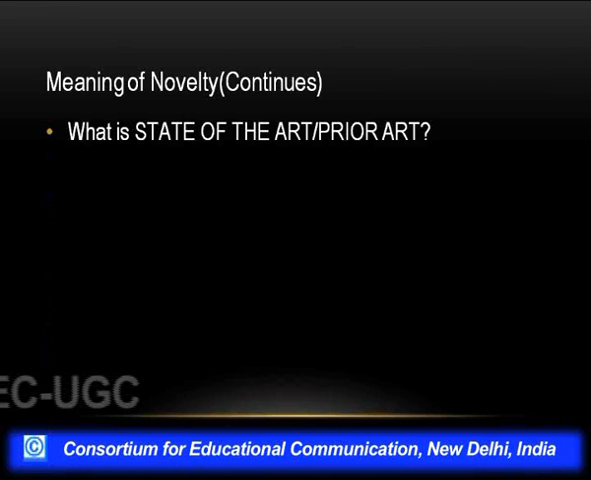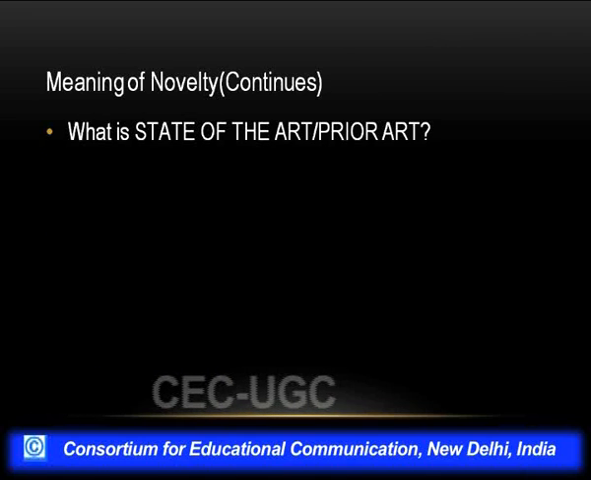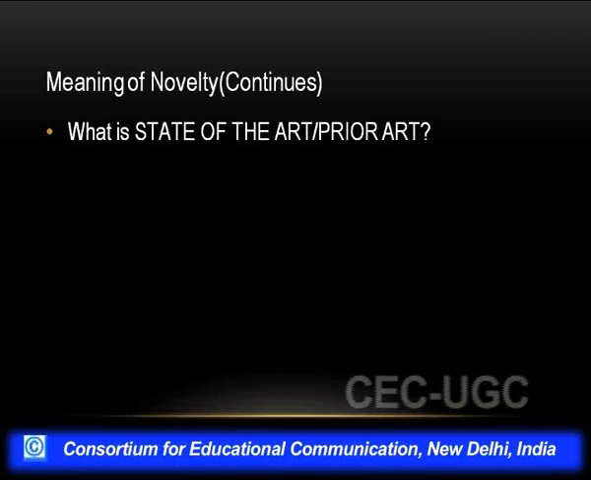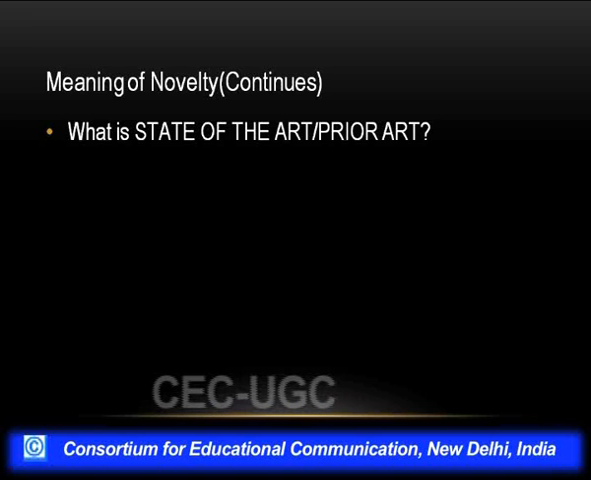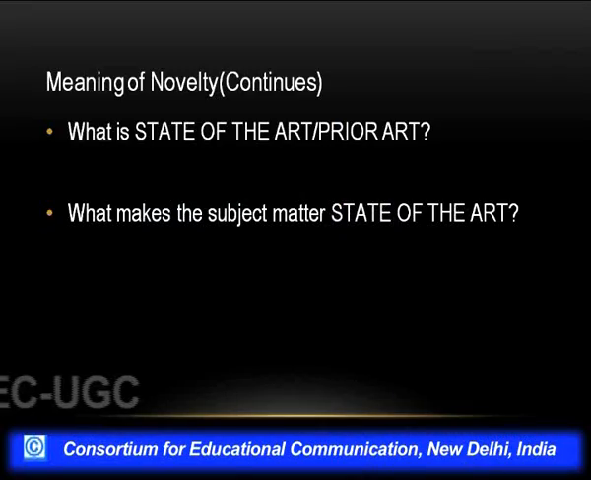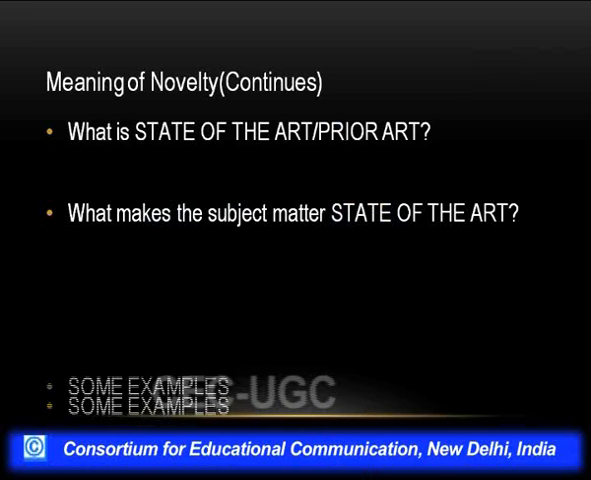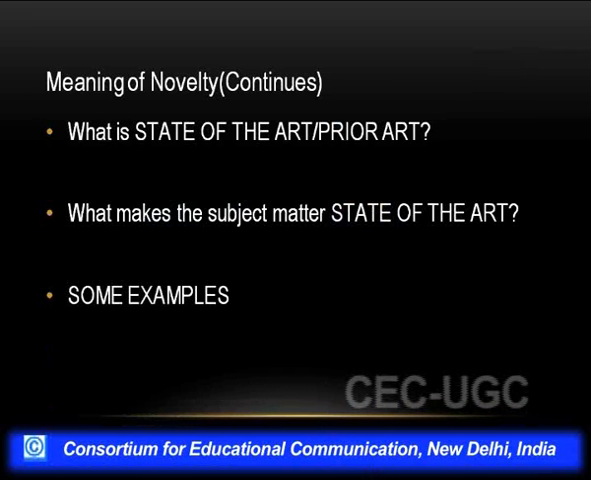Another requirement is the state of the art or prior art. Friends, the word state of the art is used in the Patents Act 1970 in India under section 2(1)(l). It does not use the word prior art, but in the US the word prior art is used. So interchangeably we can use these two terminologies. They are one and the same thing, they are synonymous. So what makes the subject matter state of the art? With some examples we will understand it.